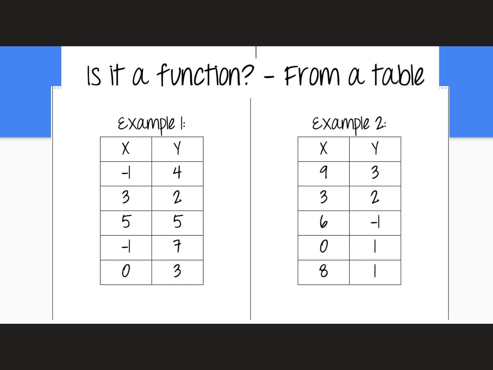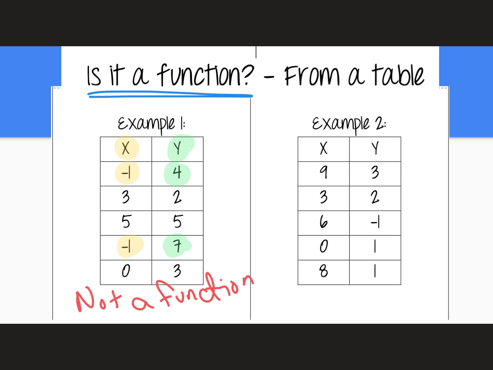So let's talk about how we determine is it a function when we're looking at a table. Let's look at example 1 first. So remember, a function is a set where all of our input values have exactly one output value. So let's look at our input values. I notice I see -1 listed twice, and they have different outputs. -1 had an output of 4 and an output of 7. So this is not a function because -1 is repeated. -1 has 2 outputs.